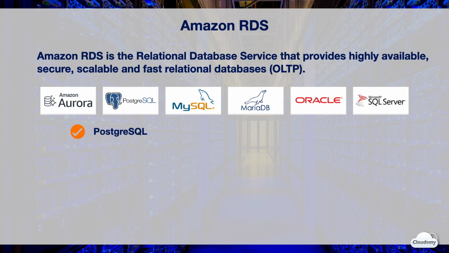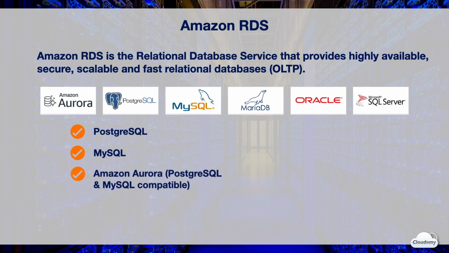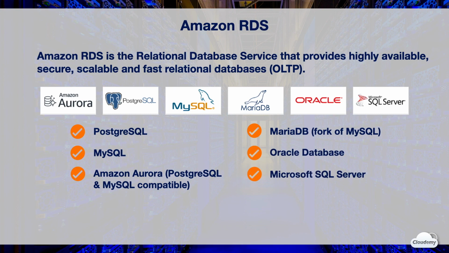PostgreSQL is an enterprise-level open-source relational database engine. MySQL is one of the most popular open-source relational database engines. Amazon Aurora is a fully managed relational database engine that is compatible with MySQL and PostgreSQL. It's up to 5 times faster than the standard MySQL, and 3 times faster than the standard PostgreSQL. MariaDB is a popular open-source database engine based on MySQL. RDS also offers fully licensed and managed Oracle database and Microsoft SQL database engines.